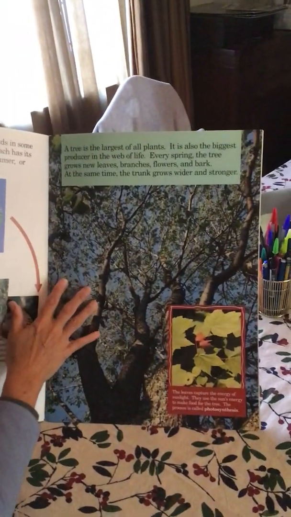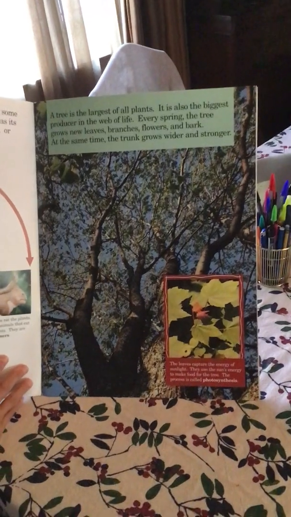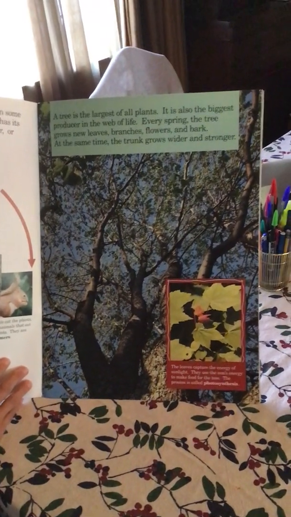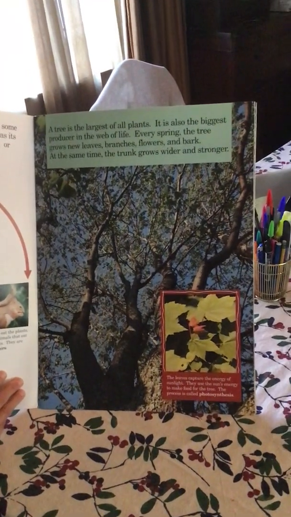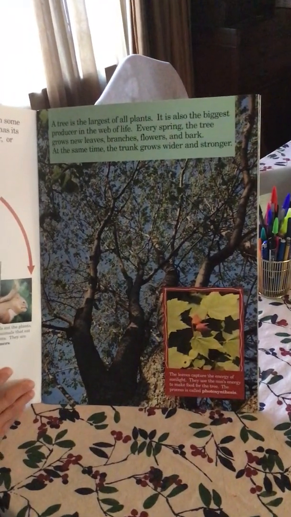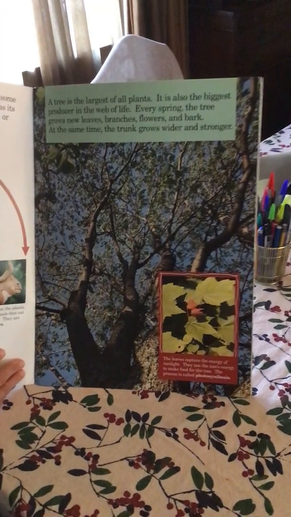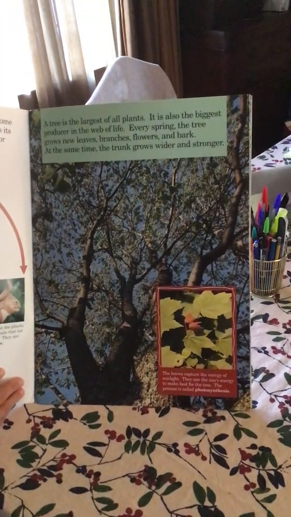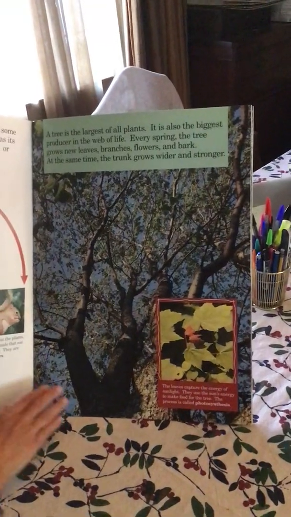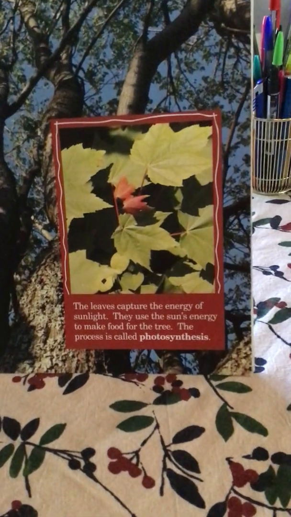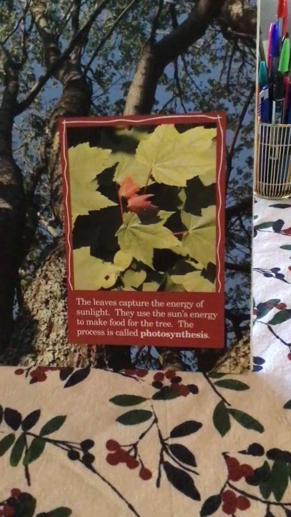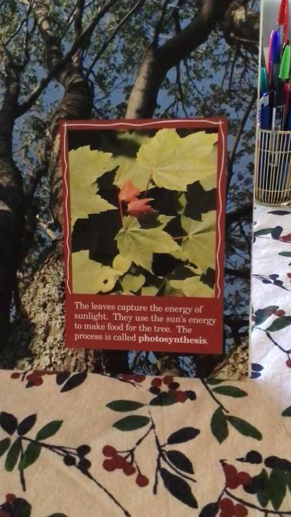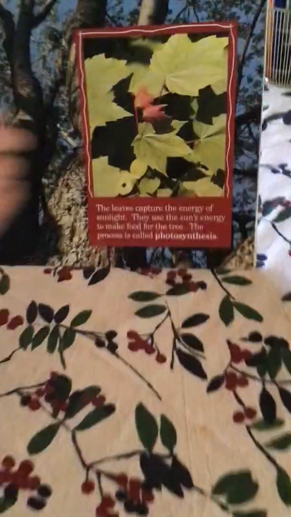A tree is the largest of all plants. It is also the biggest producer in the web of life. Every spring, the tree grows new leaves, branches, flowers, and bark. At the same time, the trunk grows wider and stronger. The leaves capture the energy of the sunlight. They use the sun's energy to make food for the tree. The process is called photosynthesis.